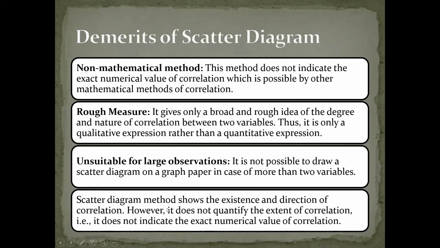Scatter diagram method shows the existence and direction of correlation. However, it does not quantify the extent of correlation. That is, it does not indicate the exact numerical value of the correlation. I hope that the merits and limitations of scatter diagram are clear to everyone.